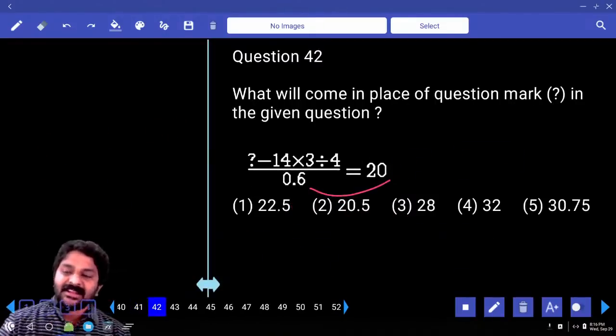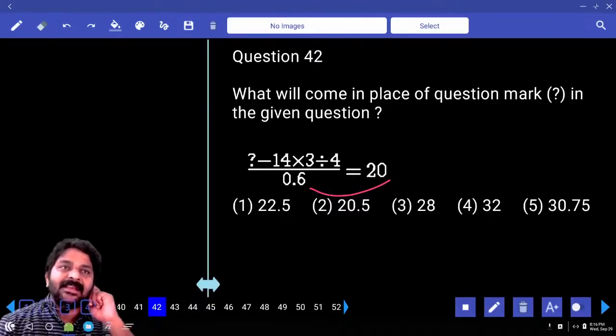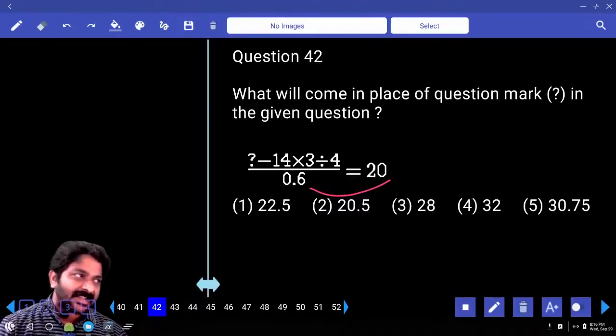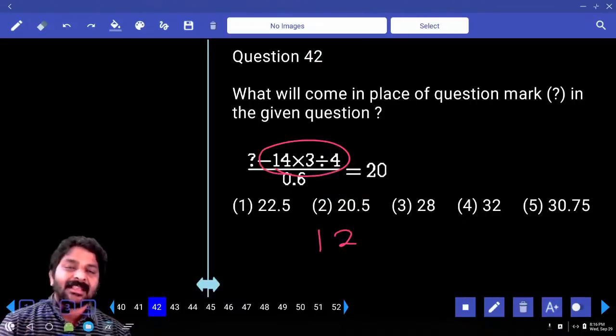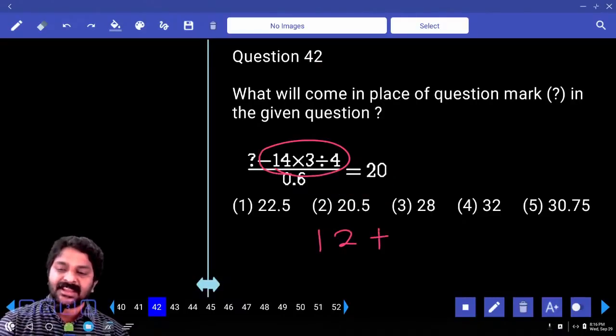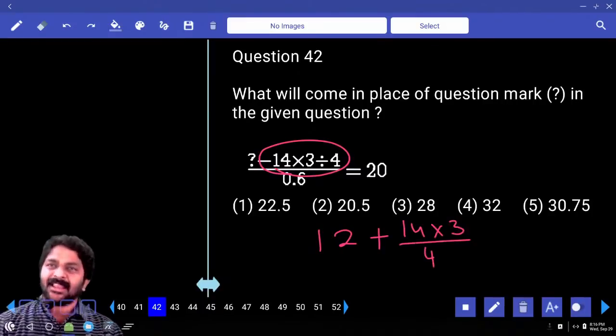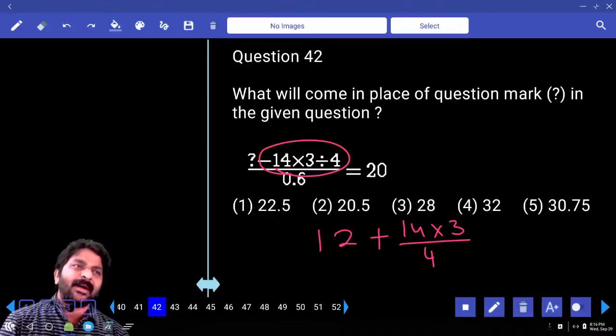0.6 goes to the other side. The point and 10 in 20 get cancelled. You'll have 2 into 6, 12. And on the left hand side, this entire value is a negative number. When that goes to the right hand side, it becomes 14 into 3 divided by 4. What is 14 3 times? Easy to calculate: 42 by 4, 10.5 plus 12, 22.5. First option.